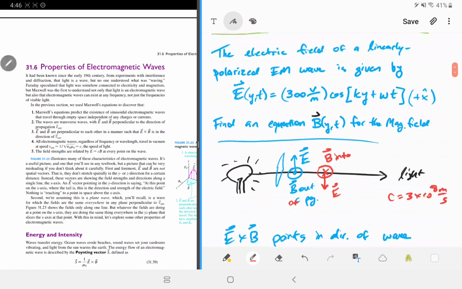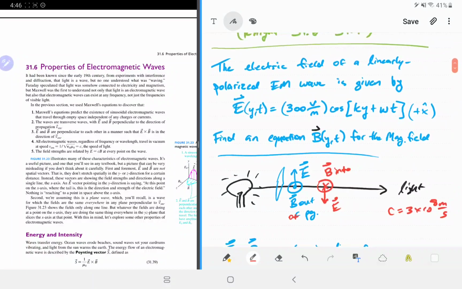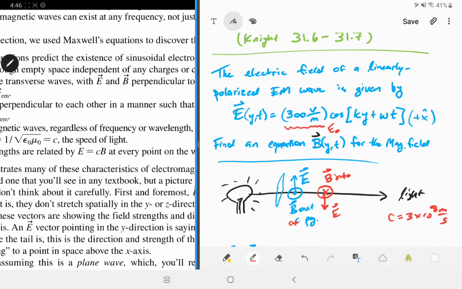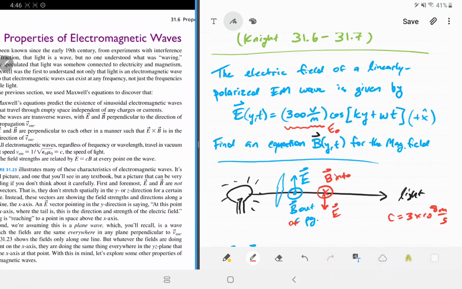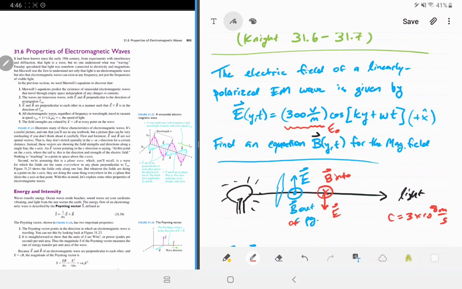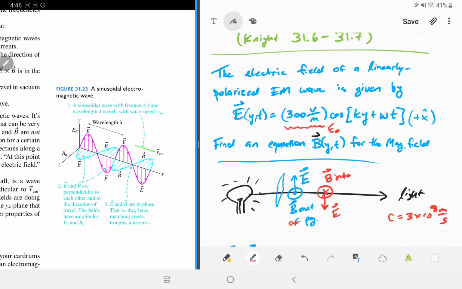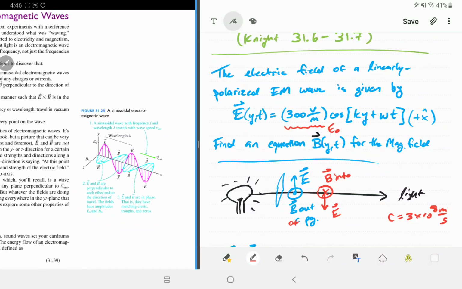Finally, we can relate the amplitude of these two things. So this right here is the amplitude of the electric field, E naught, 300 volts per meter, for example, for this particular problem. If we know the amplitude of the electric field, we know the amplitude of the magnetic field. They're related by E equals CB at every point on the wave. And notice how these are also in phase. So when E is 0, B is 0. When E is a maximum, B is a maximum, etc.